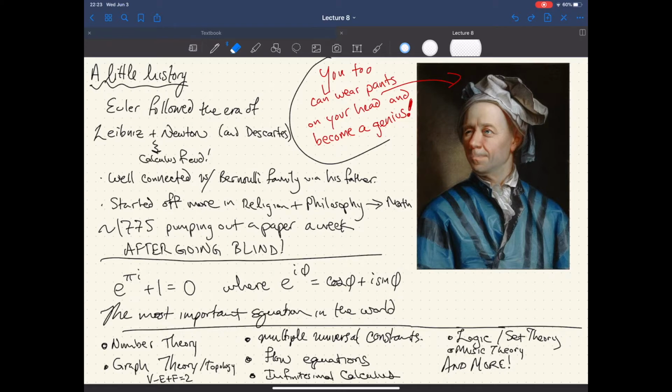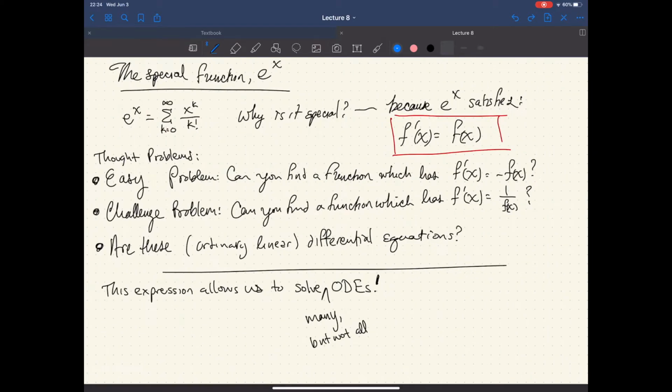So other stuff that he's done and contributed to: number theory, graph theory, tons of universal constants, okay? Flow equations, which, if you're doing stuff today, you do it on the computer. These guys had no computers, all right? They had their little abacuses. That's it. Infinitesimal calculus, logic, set theory, music theory, and all kinds of other stuff. So if you ever want to feel small, look up some of these guys, and it'll make you feel dumb real quick.